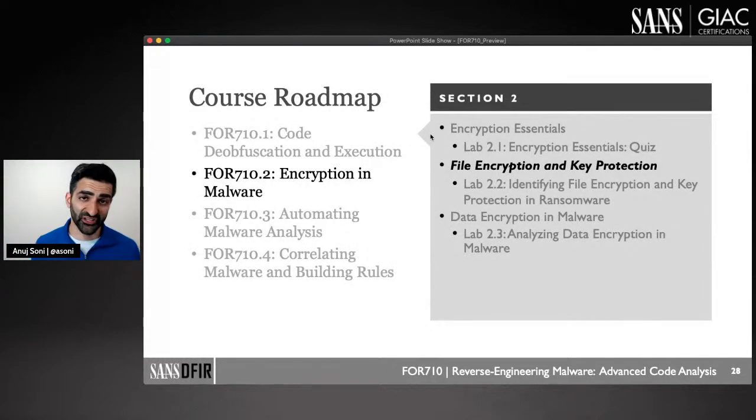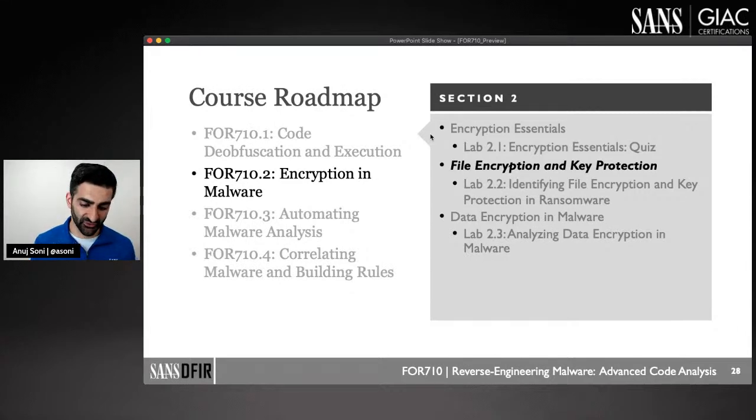All right, so those are the encryption essentials. That's the first module in section 2. Then we get into a very common application of encryption in malware, which is, of course, ransomware. So we're talking about encrypting files on disk, but also protecting the keys used to encrypt the file on disk. That's pretty crucial, because if the key used to encrypt the file on disk in ransomware was readily available to the victim, then they wouldn't need to pay anything.